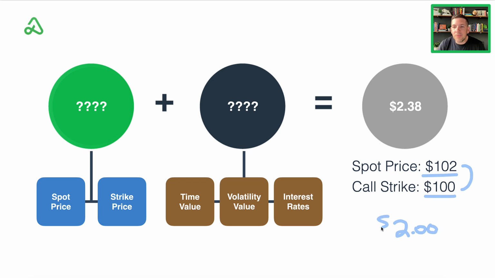So that means that if we were to exercise this contract immediately, buy stock at $100 a share, and immediately sell it at the market price of 102, we would realize a $2 profit. So the intrinsic value component of this option contract is $2. That's the value we have right now if we were to exercise it. So that means that if the intrinsic value is $2, then the remaining value left over in the contract is 38 cents.